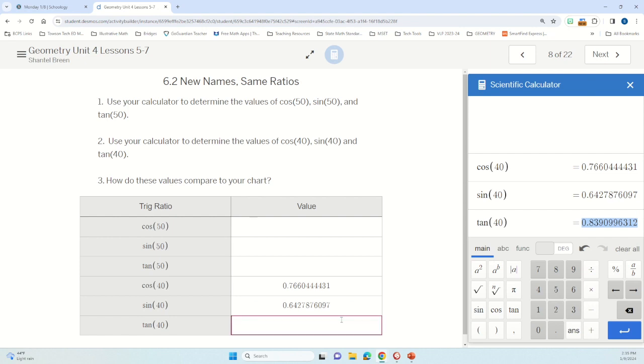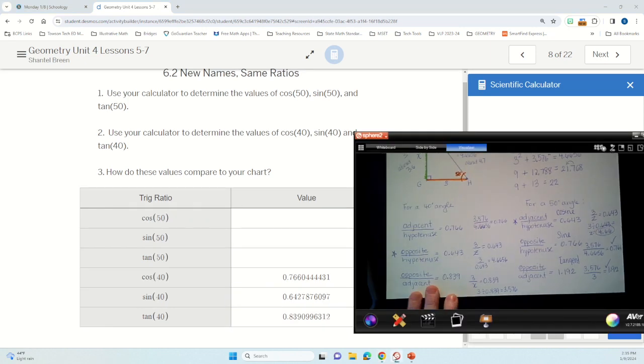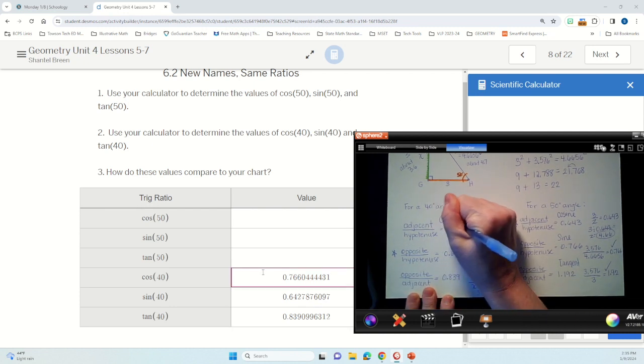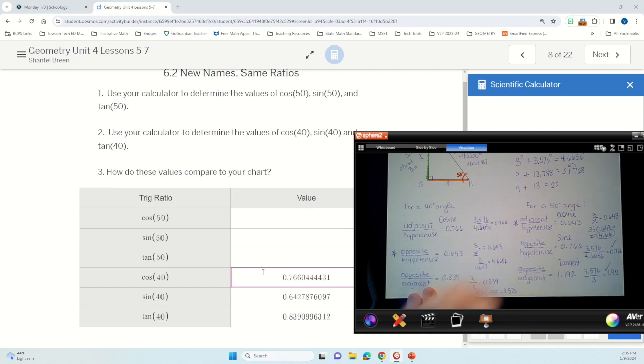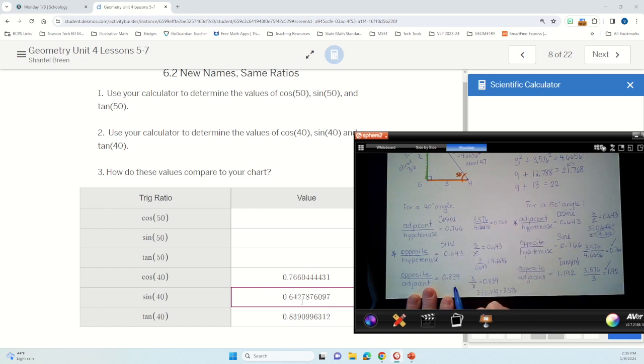Okay, now watch how cool this is. Let's go back to the document camera and let's look at our adjacent divided by hypotenuse, 0.766. Bam, it's the cosine. See that? And then of opposite, 0.643. 0.643. This is the sine. And then the last one, 0.839. This is the tangent.